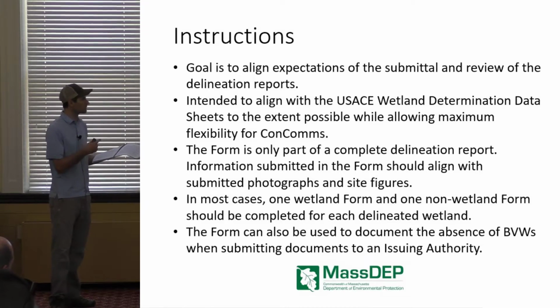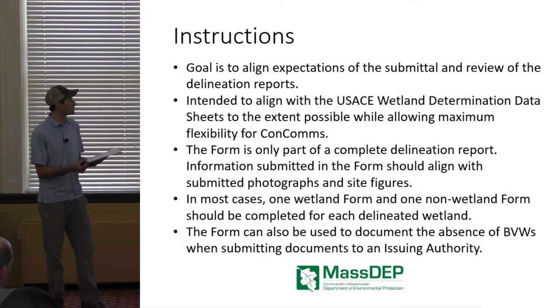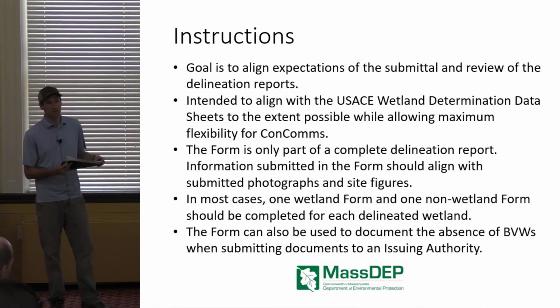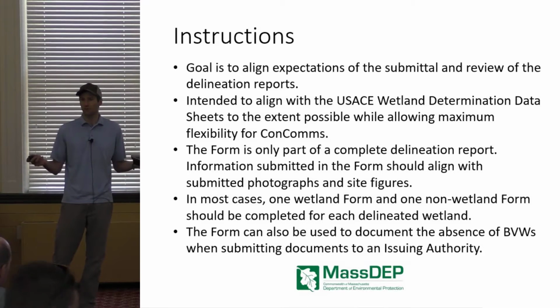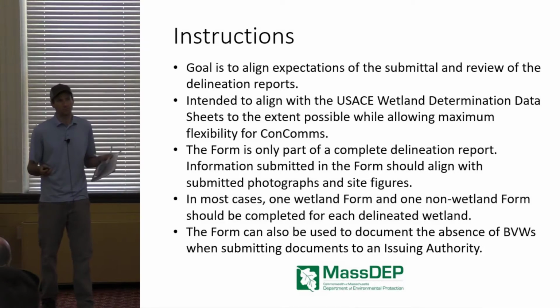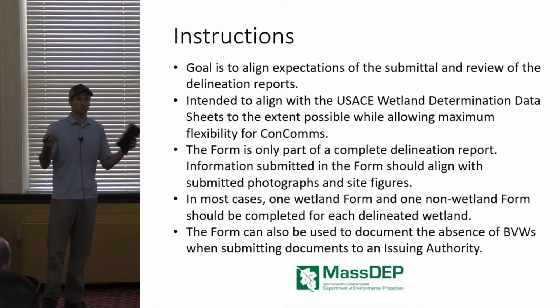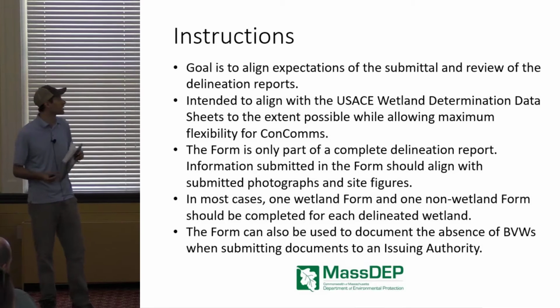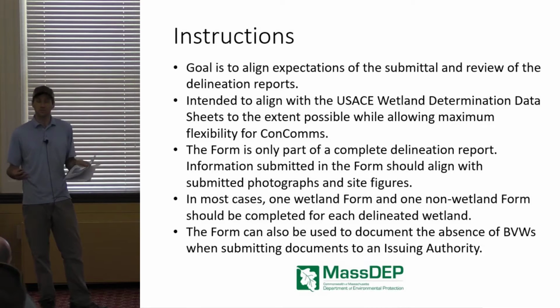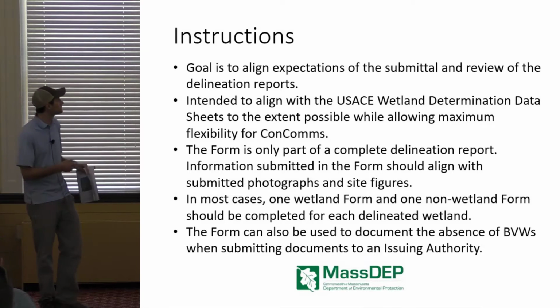In most cases, one wetland form and one non-wetland form should be completed for each delineated wetland. If you've got dozens of wetlands and they're all pretty homogeneous, right, maybe you require less data. If there's one big wetland and it's got lots of different wetland types in there, maybe you require more than one data sheet for that wetland. We also recommend that for some sites, if there's an absence of a wetland that needs to be documented, require one of these sheets and just document that it's an upland.